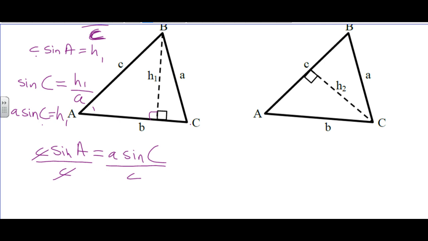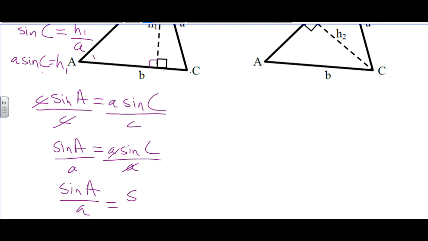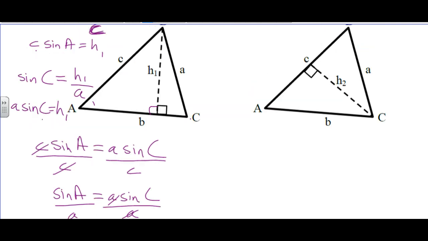And so what do we got? Let's go with sine A is A sine C, and let's divide both sides by little a. These cross off, so we're left with the sine of A over little a is equal to the sine of C over little c. That ratio is true in that one triangle.